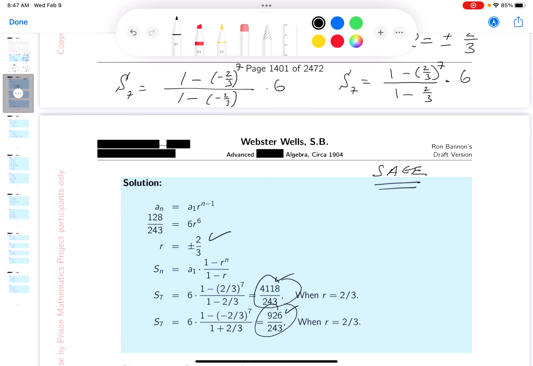By the way, I noticed I made a typo over here, and I got to correct the typo. And I'm going to do that now. You're not going to see the typo though. I noticed it over here. This should read R equals minus 2/3. My mistake.